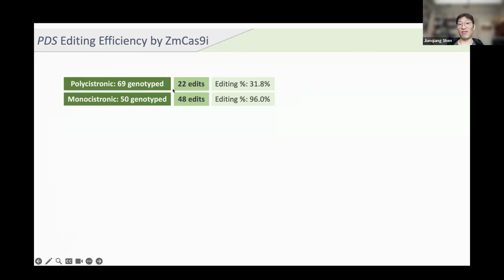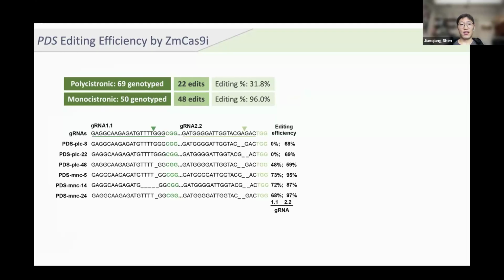For monocistronic, it's even higher, almost reaching up to 96%. Here we take a close look at the genotypes, and the majority of them are one base pair or two base pair SNPs.